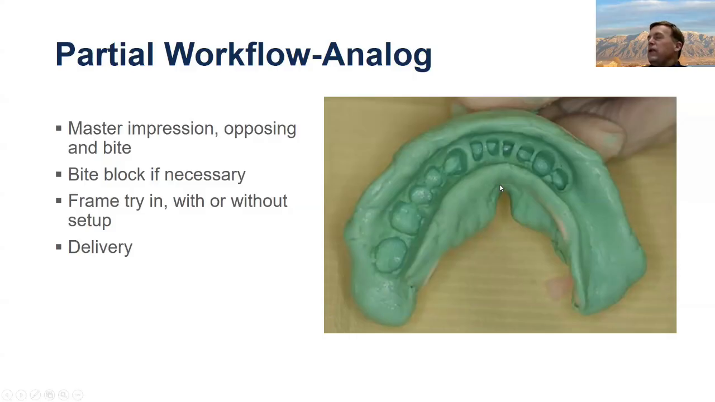Now, one of the things you need to look at with your partials for analog is, do I think I can get an accurate bite or am I going to need a bite block? So for instance, if you're doing a class 1 case, you'll probably need a bite block. So you're pretty much going to be stuck with 3 impressions. You'll need to do your impression, your bite try-in, and your delivery. A lot of times, us laboratories like to do frame try-ins for our cases that use a rigid frame because it's easier for you guys to see if the frame fits without all the saddles and stuff on it.